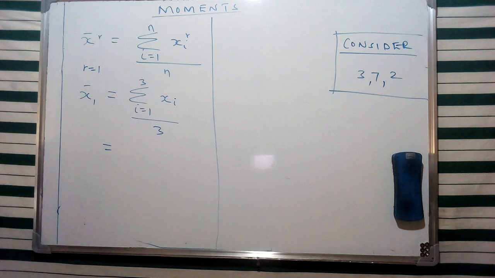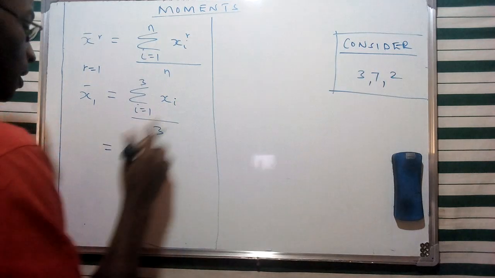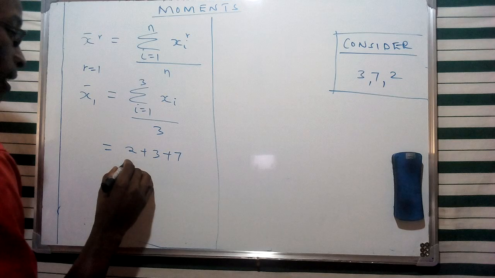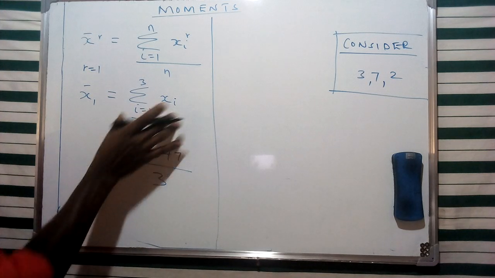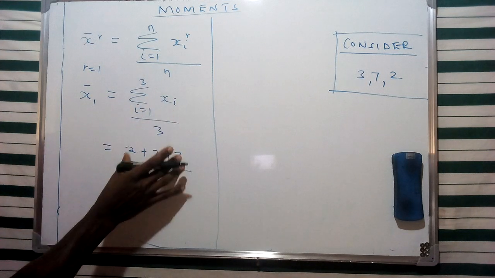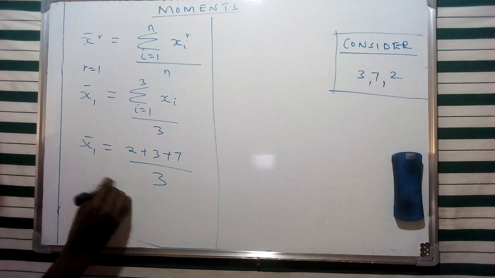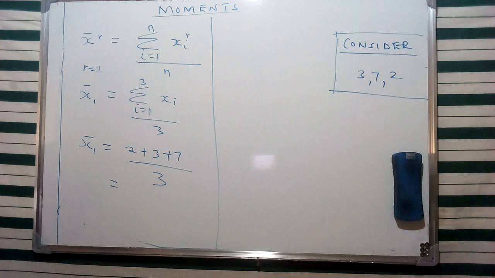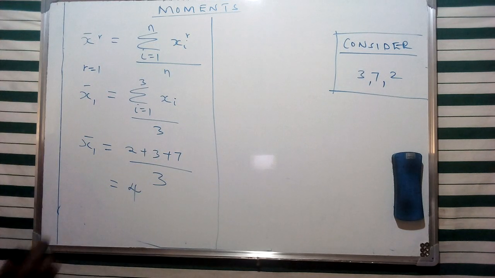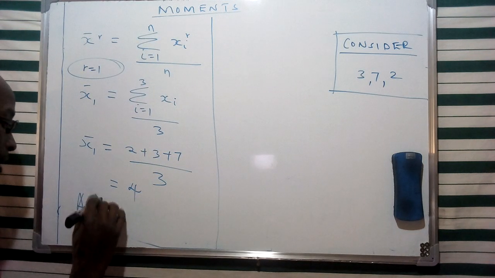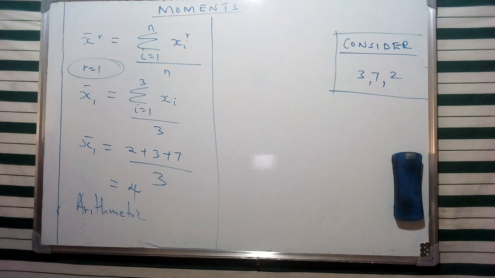Therefore, this is going to be given in terms of the summation of these particular values, 2 plus 3 plus 7, divided by 3. The numerator forms a summation of these values, and this is going to represent our first moment. This gives us the value of 4. And basically, as we said, whenever r is equivalent to 1 for this rth moment, this gives us the arithmetic mean.